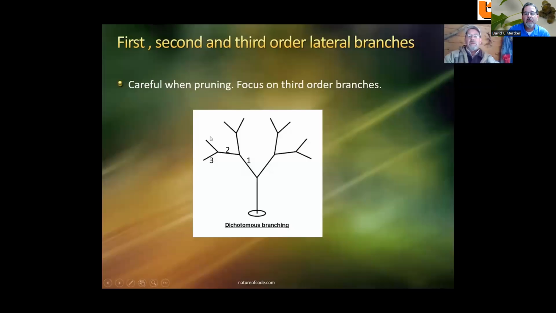First, second, and third order lateral branches. So we have the tree. You want to be very careful when trying to prune, because we want to prune the third or even fourth order lateral branches first, as little as possible, in other words. And so you'll hear arborists sometimes talk about these first, second, third order lateral branches. And this is in what we call a dichotomous branching form.